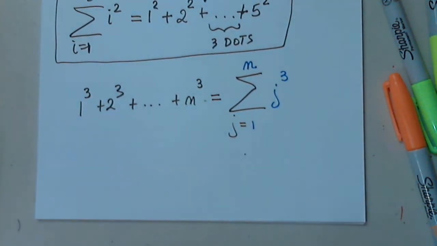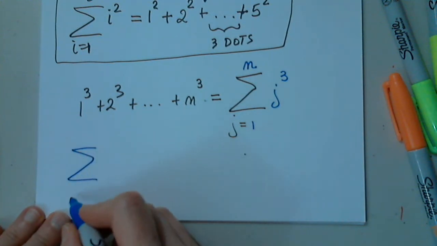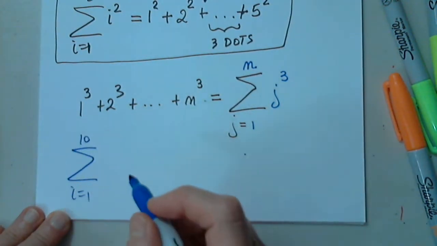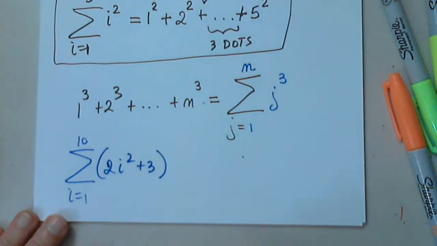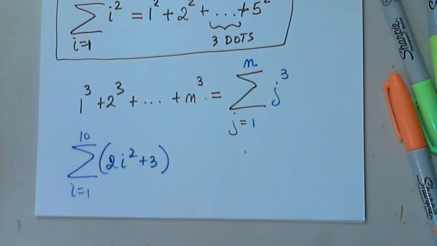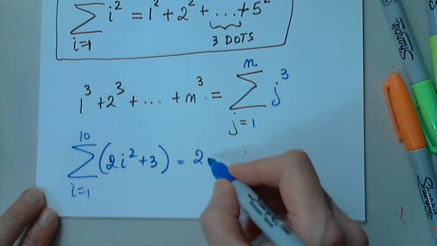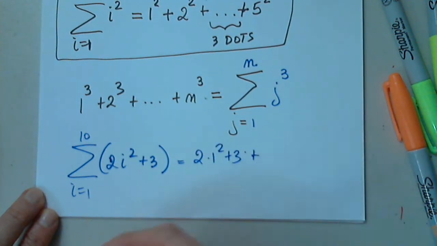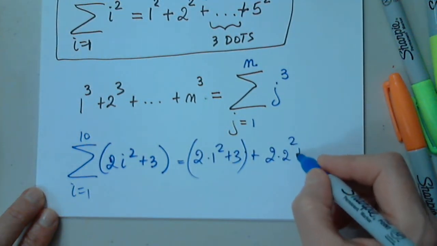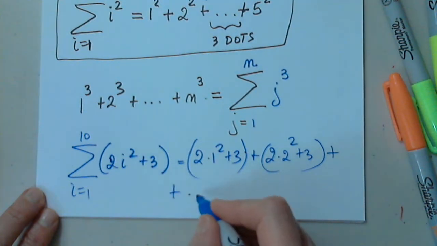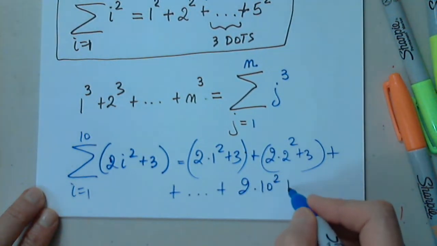Here's another situation. Let's say I'm asked to find the sum from i equals 1 to 10 of 2i squared plus 3. How do I determine this? Okay, so when I plug in 1, I have 2 times 1 squared plus 3, plus. When I plug in 2, 2 times 2 squared plus 3, plus dots, plus 2 times 10 squared plus 3.